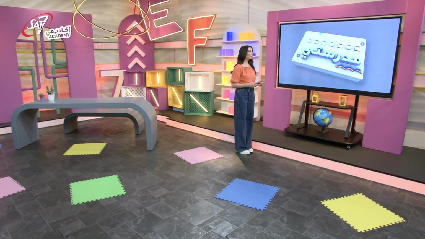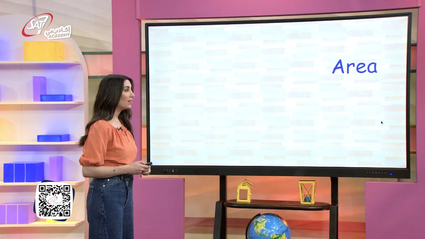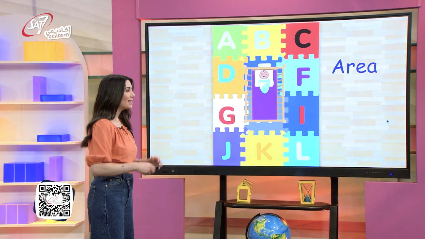Kareem's parents were preparing the bedroom of the coming baby sister. They used a total of 12 alphabet tiles to completely cover the bedroom floor. 12 square meters is the area of the bedroom floor. The area is the amount of space in a flat place, the floor of the bedroom. We must know the area to know how big the room floor is and to know the size and amount of items and furniture we can place in it.